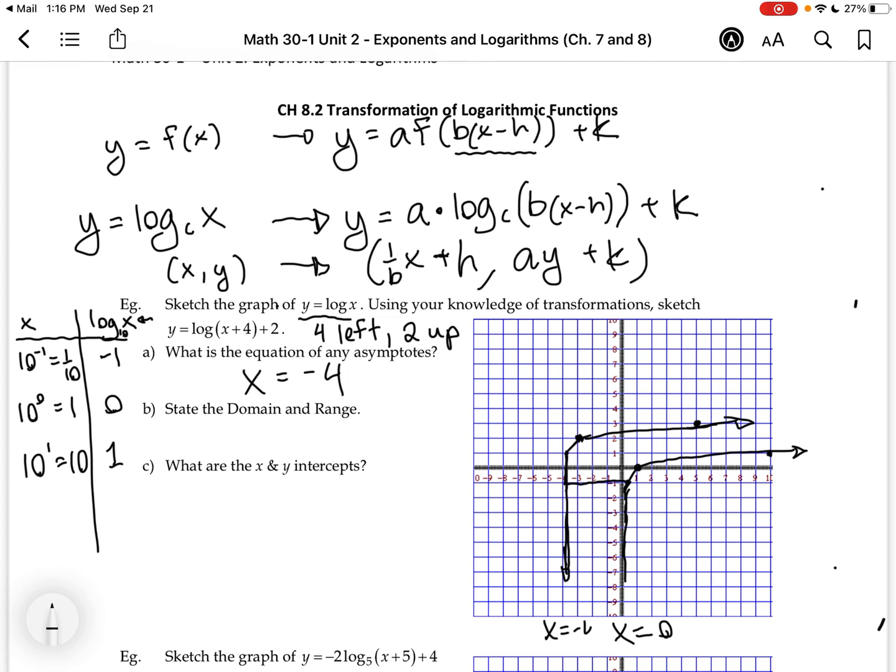Okay, domain and range. So the domain, all of the x values are to the right of -4. And because that's an asymptote, x will never actually hit -4. So for our domain, x is greater than -4. And for the range, in a logarithmic function, y can be anything.